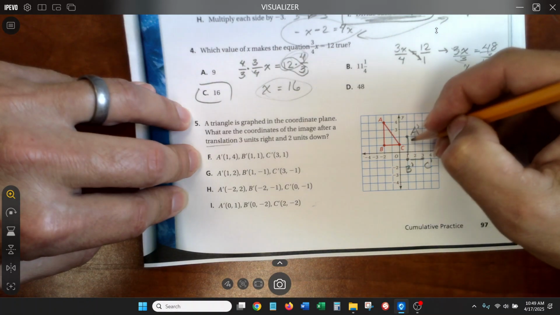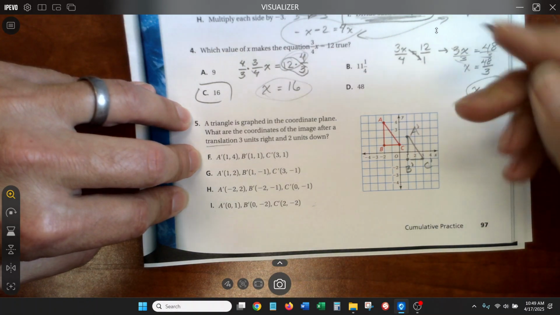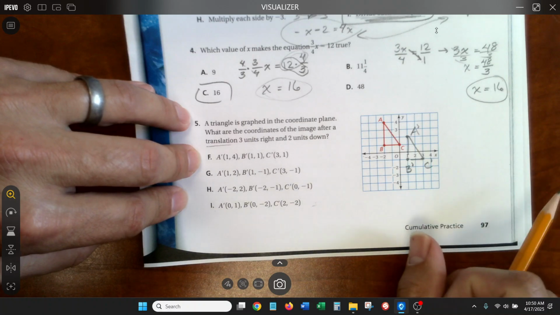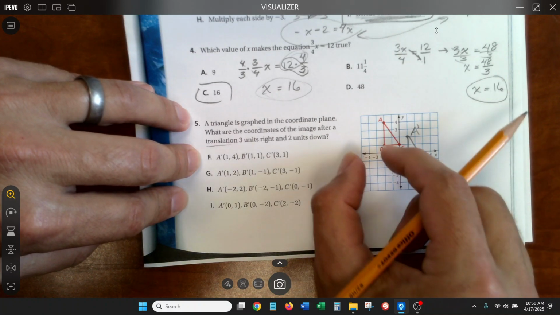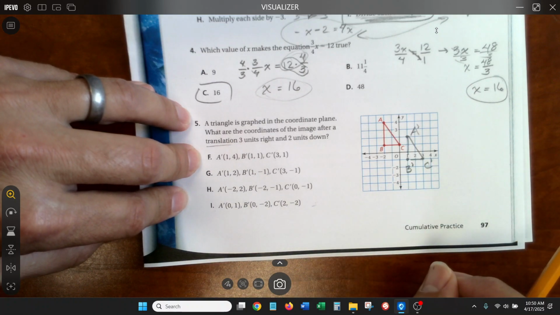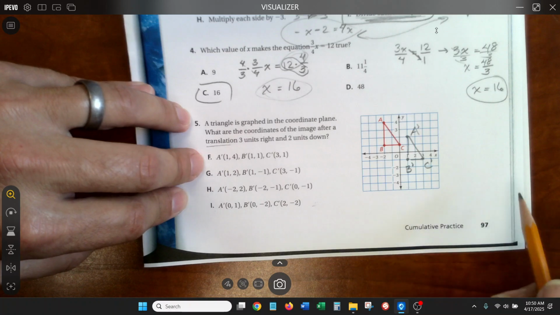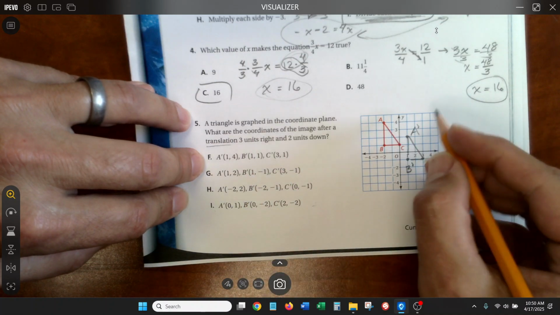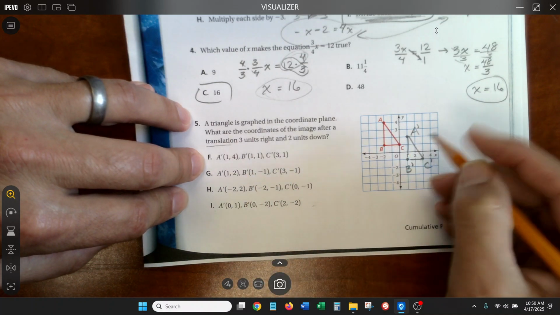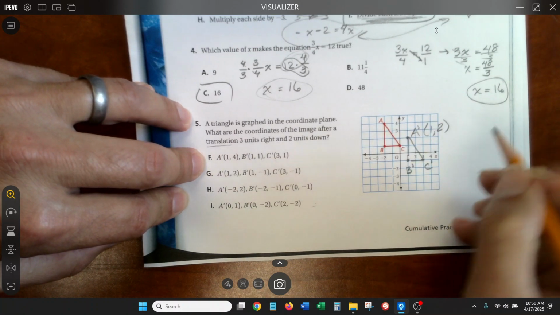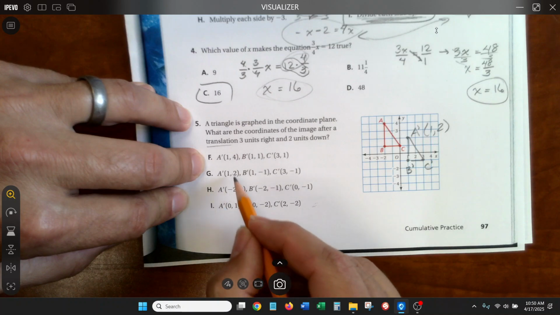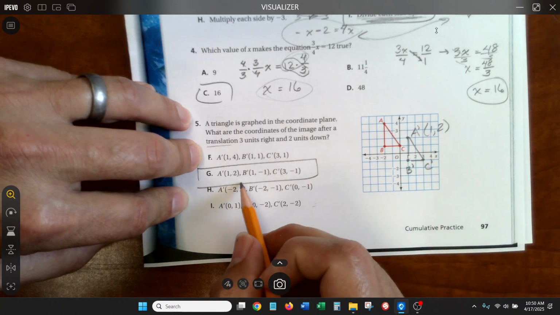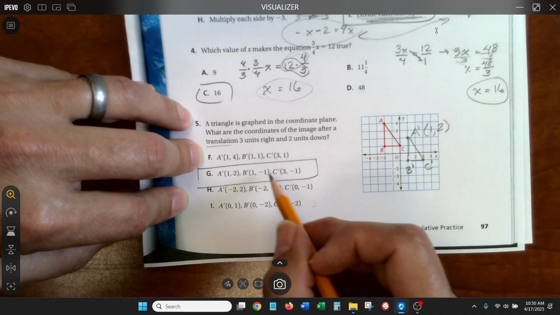This is a translation, which simply means a shift: left, right, up, down. No rotation, no reflections. A translation is simply shifting, sliding it over, if you will, up, down, left, right. So what are our new coordinates? A prime is now at 1, comma 2. If you look at the possible choices for A prime, the only one that matches is going to be G. So if you're pressed for time, just circle G and move on.